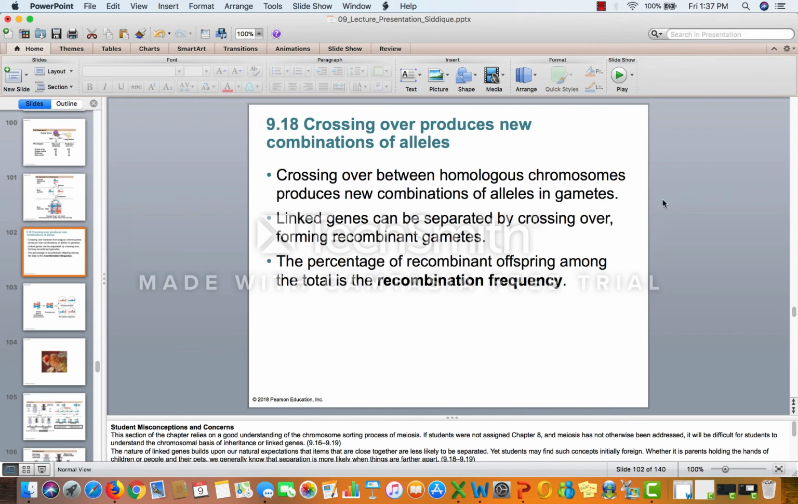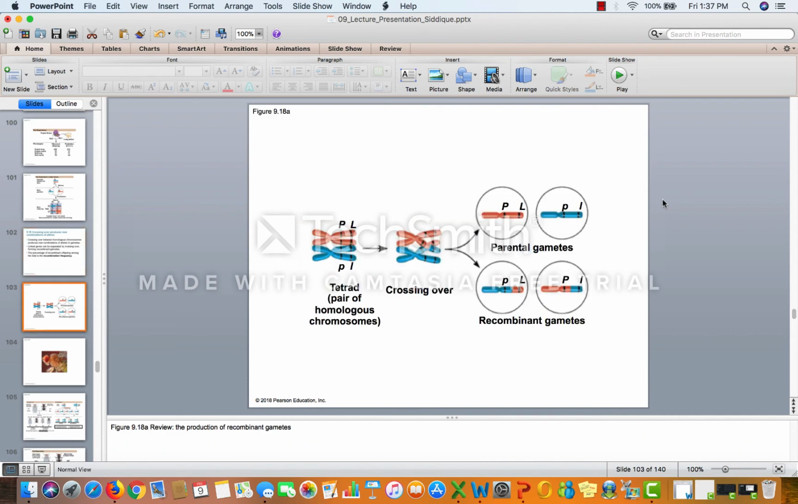Another thing we should look at is crossing over. Crossing over between homologous chromosomes produces new combinations of alleles in gametes. Linked genes can be separated by crossing over, and you can get recombination. This is recombination from crossing over. You have this tetrad, a pair of homologous chromosomes, whose lower portions cross over, so the gametes will recombine later on.